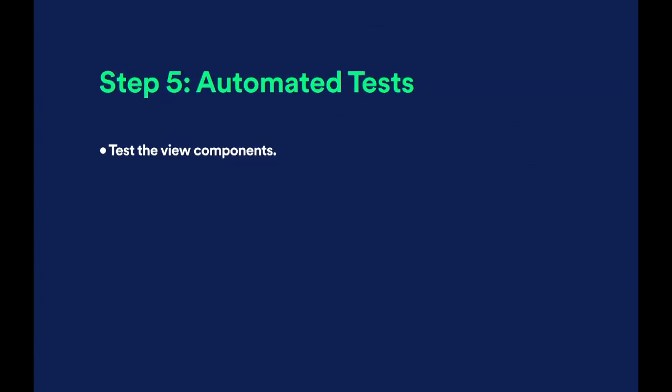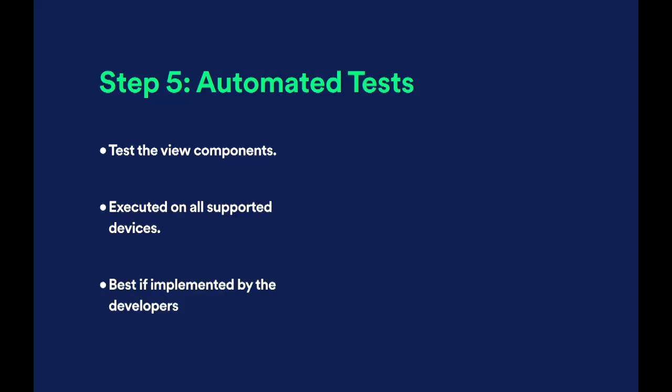And well, these automated tests, they help us test the view components. They are executed in all the devices that we support. And an important learning is that they scale better if they are implemented by the developers. Traditionally, I think we had automated testers building these tests. But at some point, I feel like this might not scale as well as we wanted. So it's better when developers are responsible for testing a little bit of their code in an automated way.